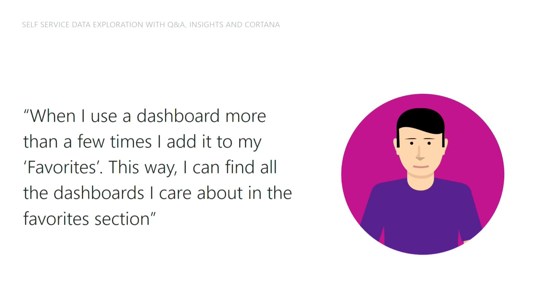We identify three different user types in the way that they navigate to their Power BI data. So these users say, when I use a dashboard more than a few times, I add it to my favorites. This way I can find the dashboards I care about in the favorites section. So this user is what we call a proactive user. This user works in order to make his data more accessible for him. And when we use the favorites, the landing page in Power BI will be the favorites section, so the data will be easily accessible.